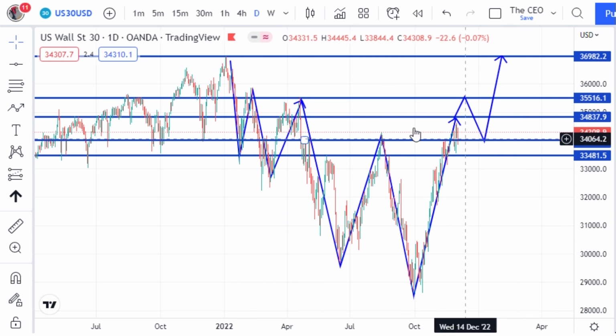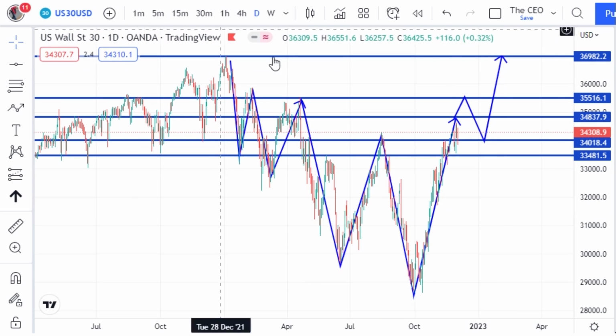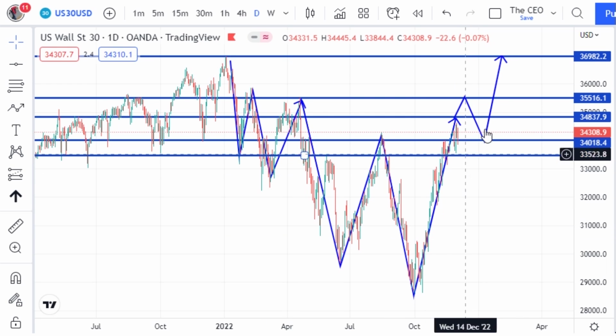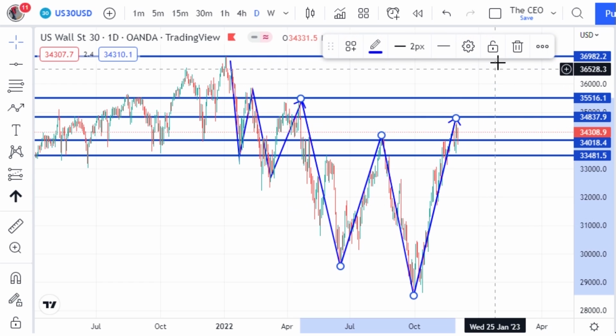So this is what we are looking for overall from the US30. This is what it looks like. We're looking to head towards that, so the future looks bullish. For this coming week, let's see how the market might play out.